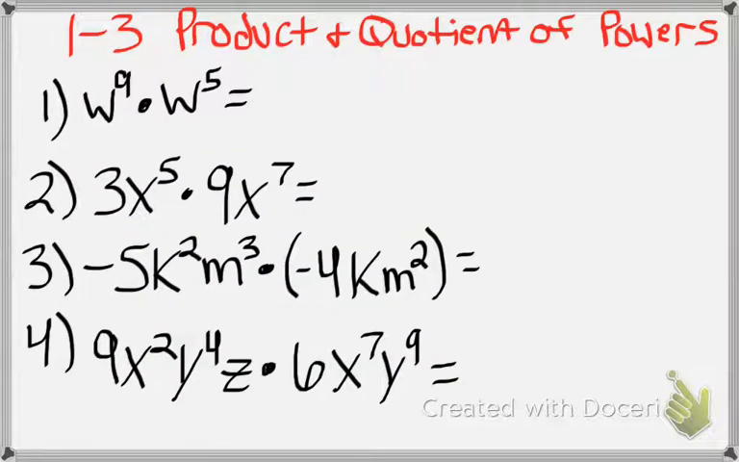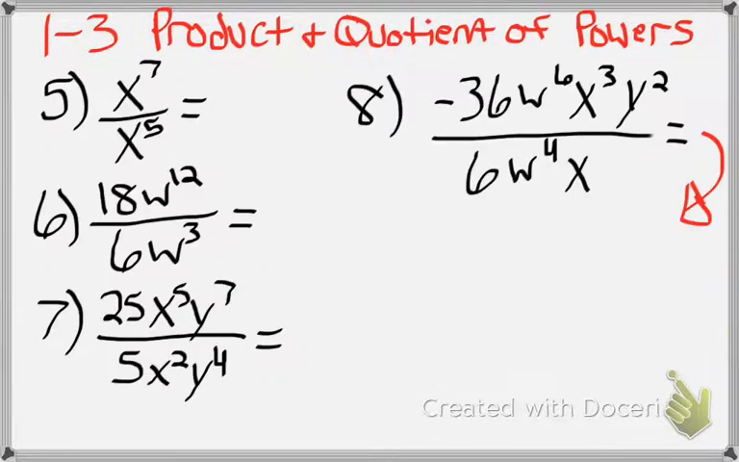Alright, so our first topic was section 1-3, where we talked about product and quotient of powers. So in this section we talked about what to do when multiplying with common bases and what to do when dividing with common bases, excuse me, I said subtracting, I meant dividing.